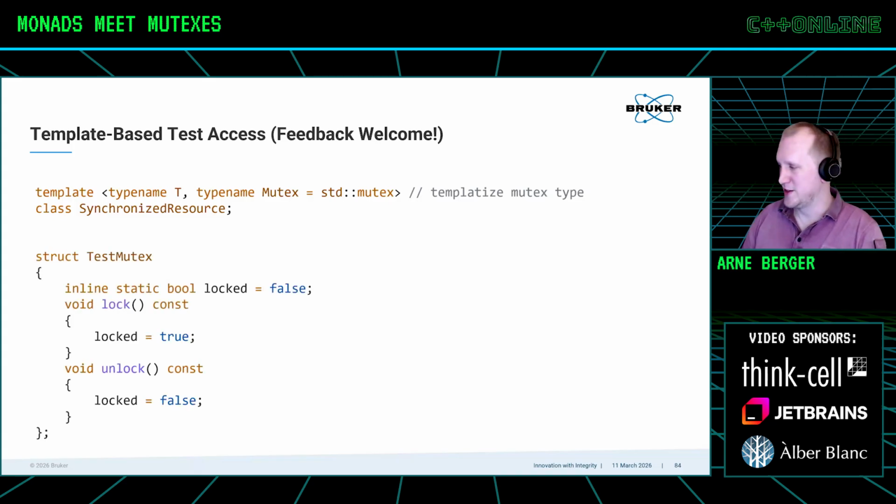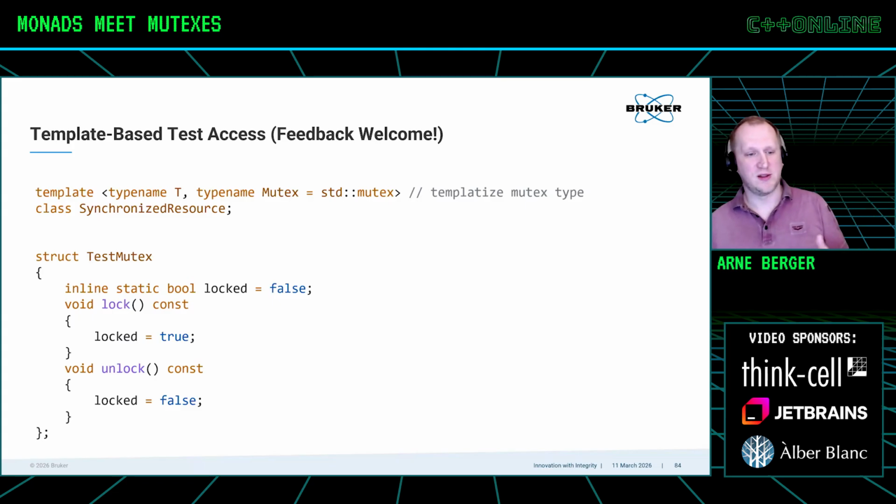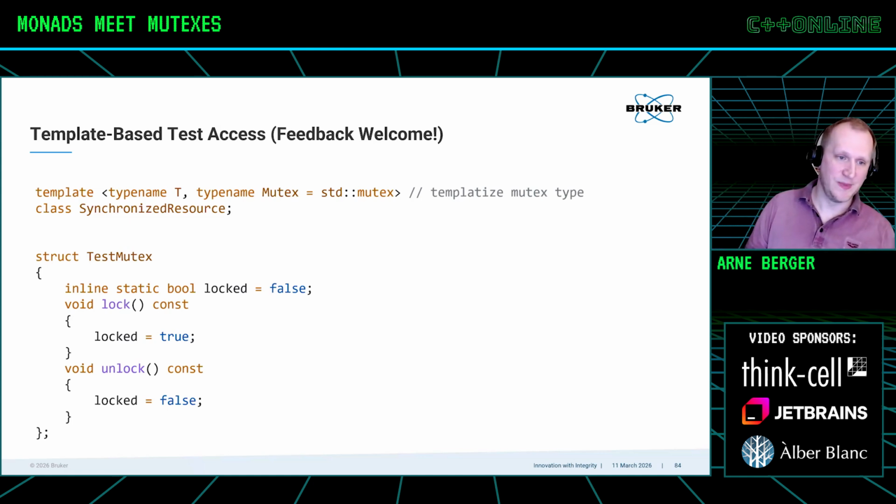And then I designed a test mutex that has a static member locked, which is set to true on the lock call and set to false on the unlock call. And since it's static and public, I can access it without having access to an instance. So I can just call it via the type name. And that looks like this.